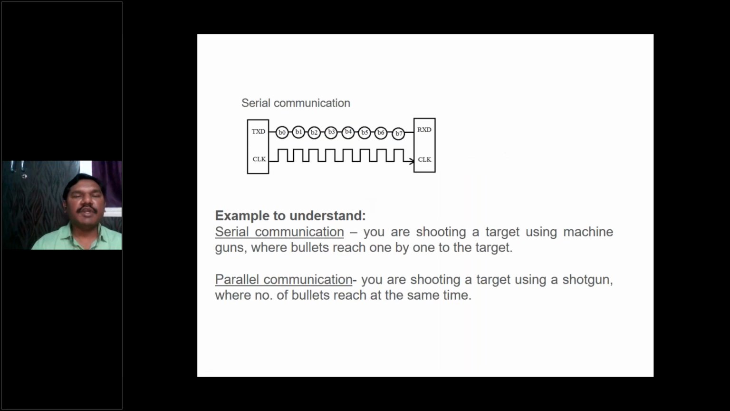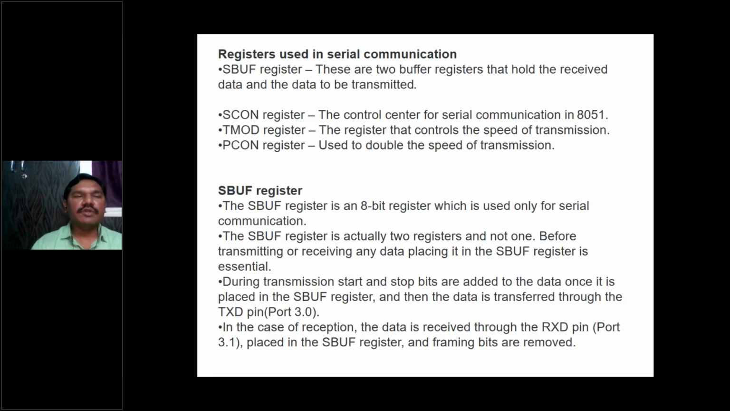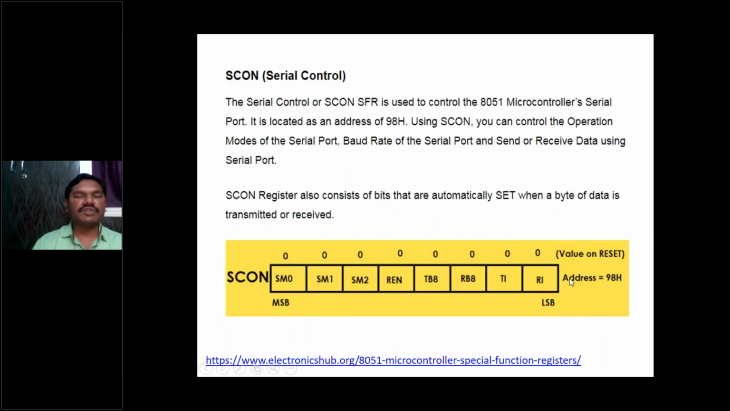Right, serial communication. Serial communication mainly depends upon 3 registers: the SCON register, the PCON register, and the buffer register, along with the TMOD and TCON registers. These TMOD and TCON registers will set the baud rate or speed of operations. What SMOD is, we will see later.